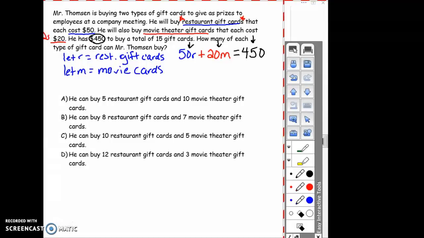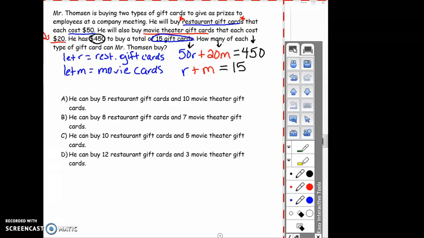Well, it's a system, so that means I need to actually write two of them. So here we go. The second equation. The second equation I'm dealing with just tells me the total number of cards I can buy. Well, right here, it tells me I can buy a total of 15 gift cards. So that means if I buy a certain number of restaurant cards and I add that to a certain number of movie cards, that's going to give me a total of 15 cards that I can purchase. Well, there it is, a system of equations.